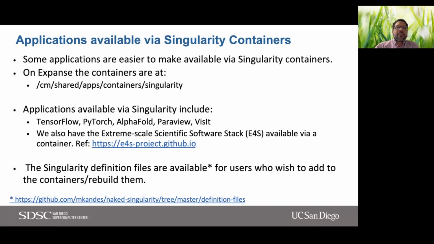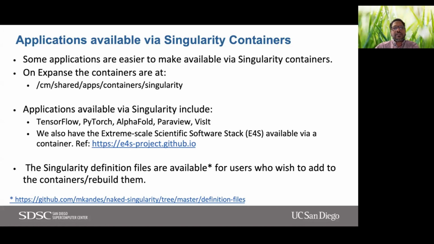Now I'm going to look at some that are available via Singularity containers. All our containers on Expanse are in CM shared apps containers. We've chosen the container route for a few of these because it's a lot easier to manage all the complicated dependencies together. So some examples are TensorFlow, PyTorch, AlphaFold, ParaView, VisIt, all packages that are available through containers.